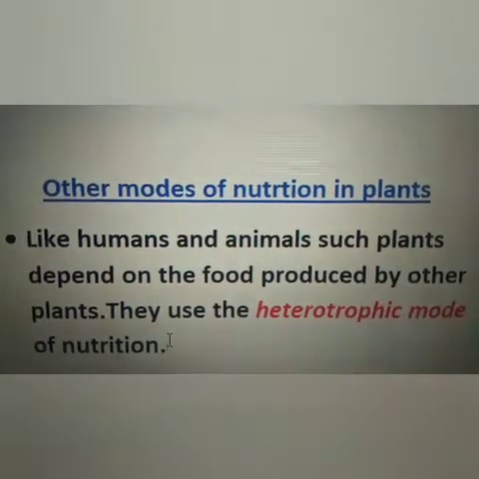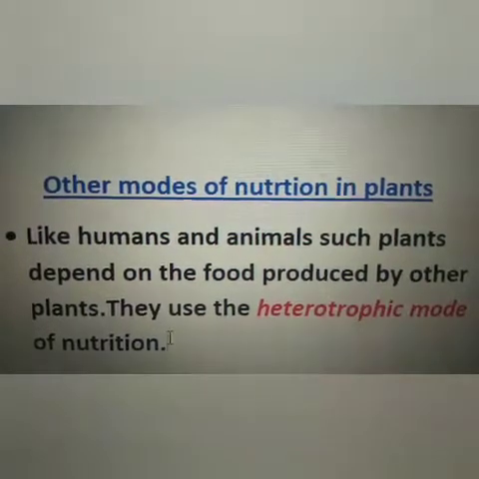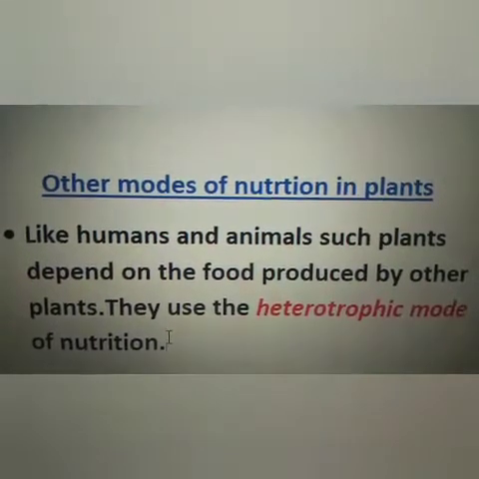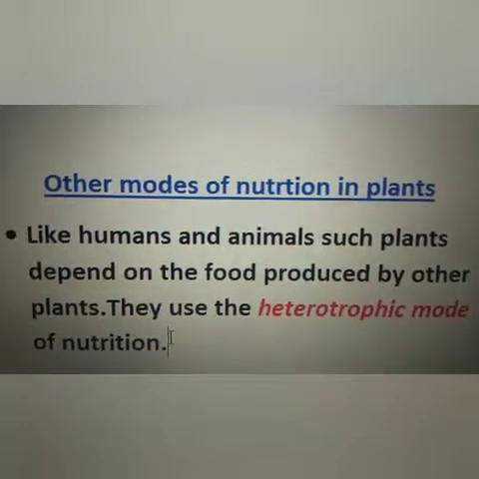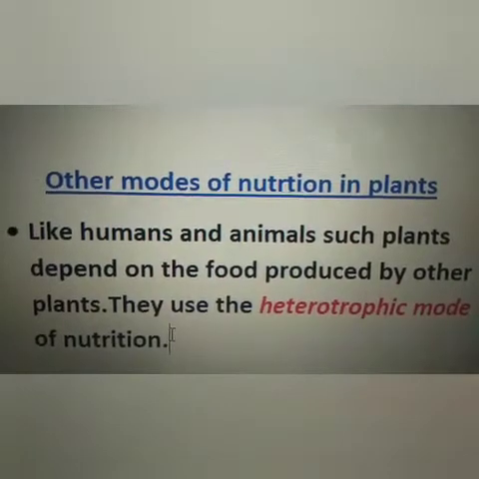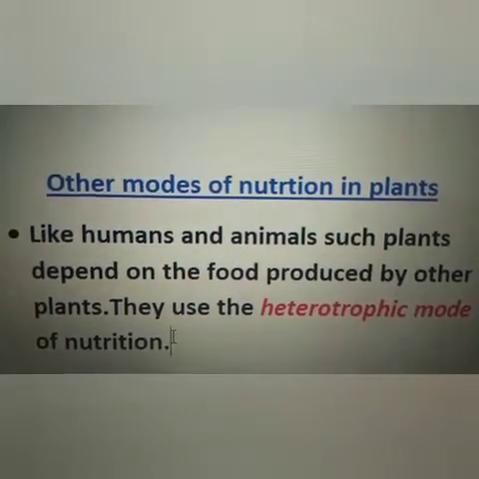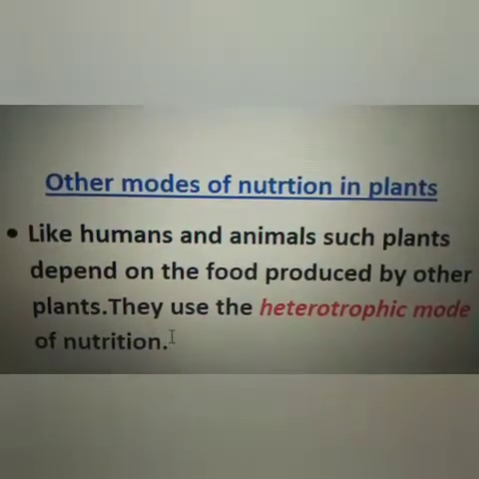Now there are some plants which do not have chlorophyll, so they cannot synthesize their own food. So a question arises, how do they survive and from where do they derive nutrition? Like humans and animals, such plants depend on the food produced by other plants. So they use the heterotrophic mode of nutrition.